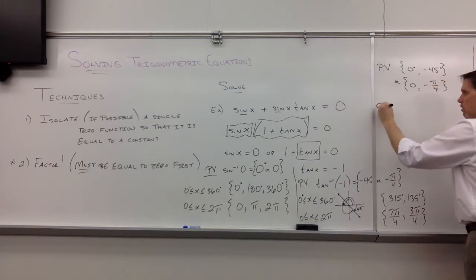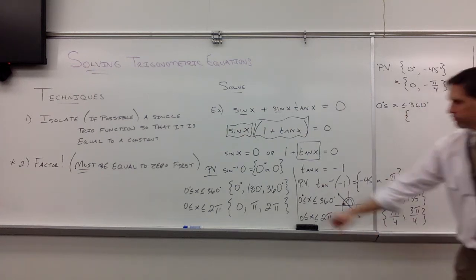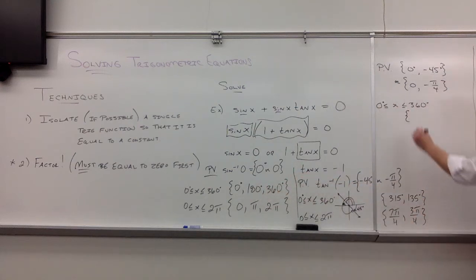What if they say solve between 0 and 360? Well, you've got to give them solutions between 0 and 360, which would be several. 0, 180, 360, to be joined with 315 and 135. 5 solutions for this between 0 and 360.